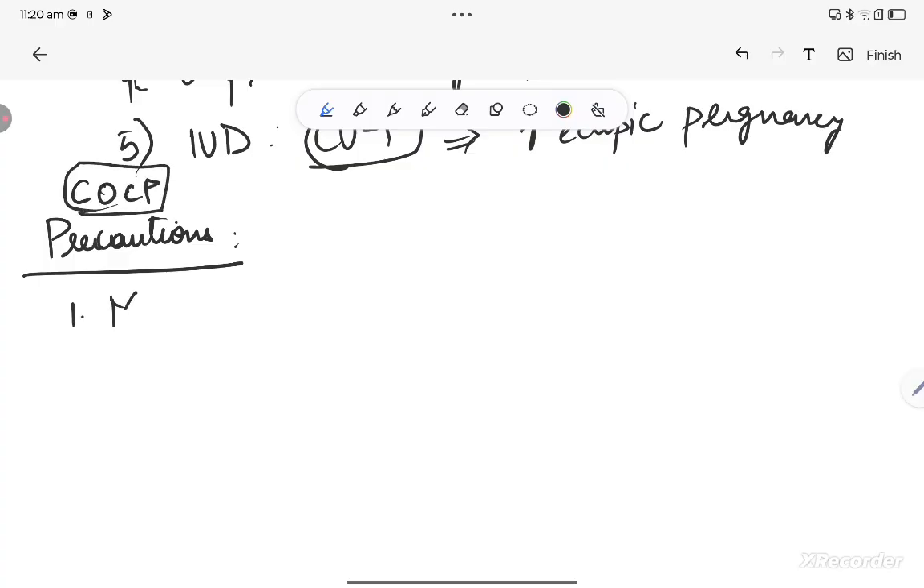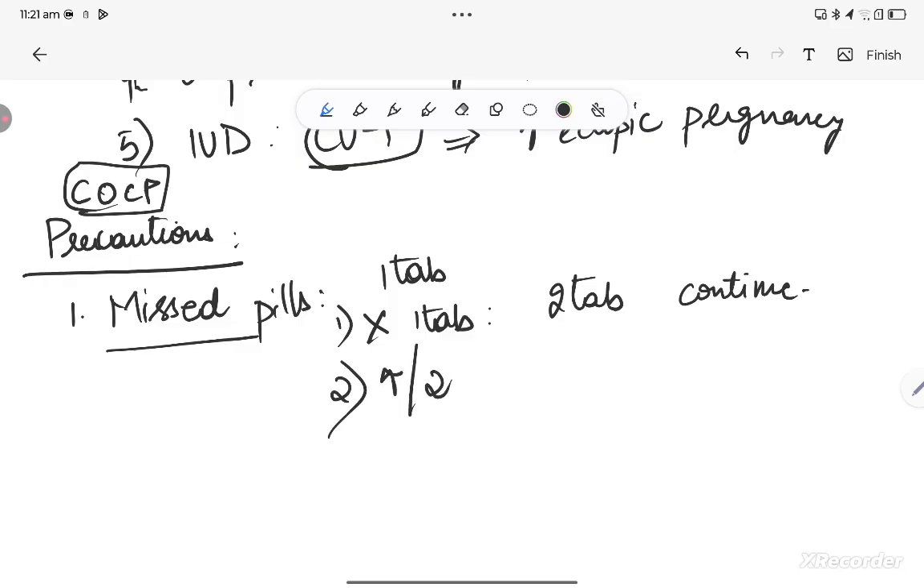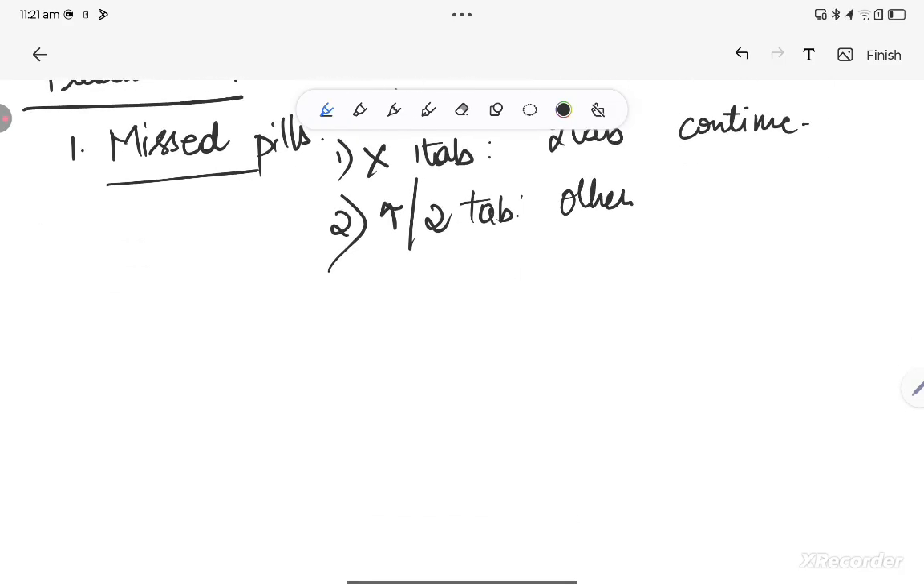With respect to combined oral contraceptives, the patient has to take 1 tablet every day in the night. Let us say a patient, due to n number of reasons, missed only 1 tablet. She has missed only 1 dose. We'll ask the patient to take 2 tablets the next day and continue. Clear? Second thing is, if the patient has forgotten 2 or more tablets, we'll ask the patient to follow other contraceptive methods, and we'll ask the patient to remove the tablets whatever they have forgotten and continue the rest.